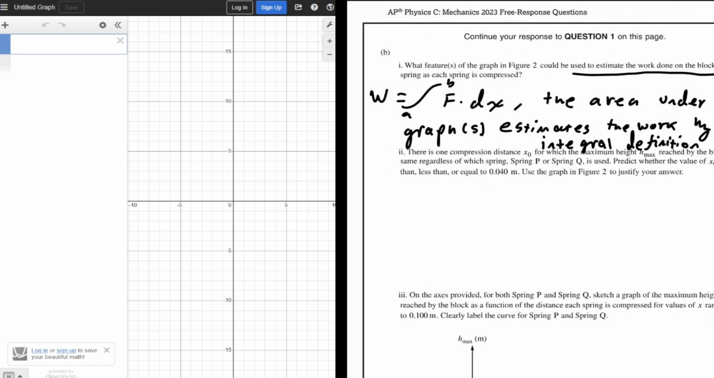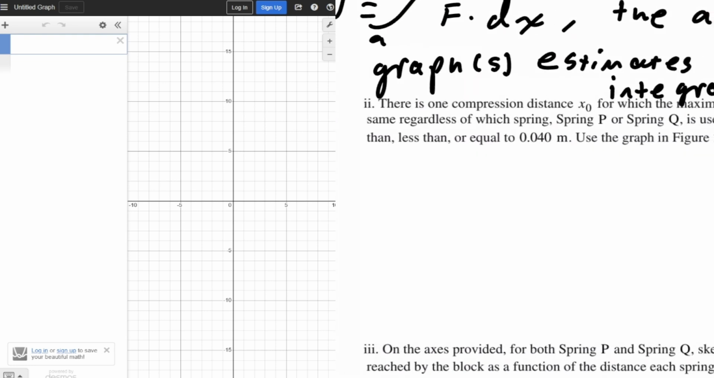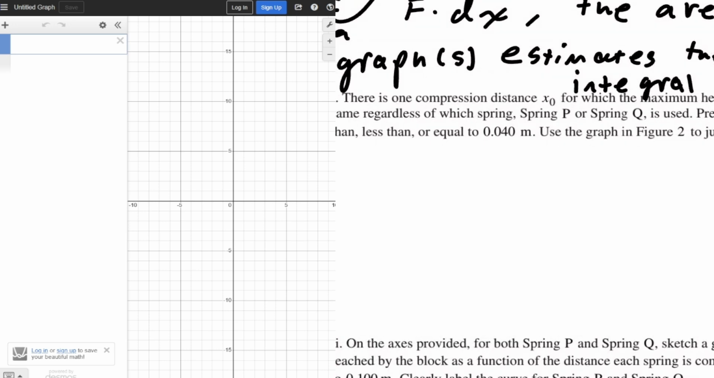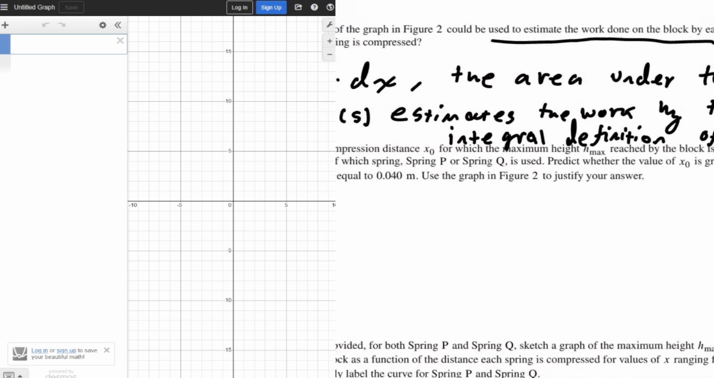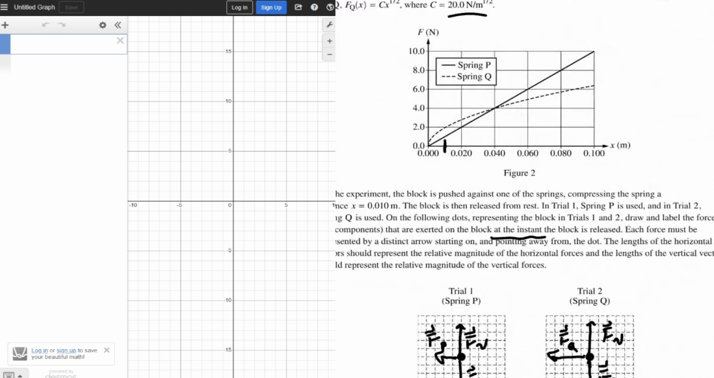There's one compression. Oh my gosh, my handwriting's so big. I'm going to lower this a little bit so you guys can see better. There is one compression distance x naught for which the maximum height h max reached by the block is the same regardless of which spring, P or spring Q, is used. Predict whether the value of x naught is greater than, less than, or equal to 0.04 meters. So let's look at where 0.04 is. It's right here where they intersect.